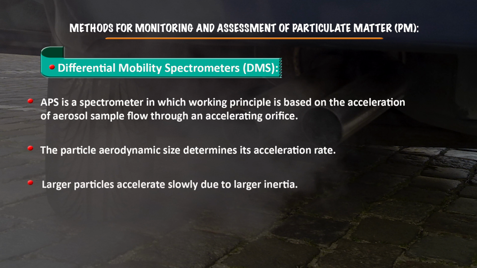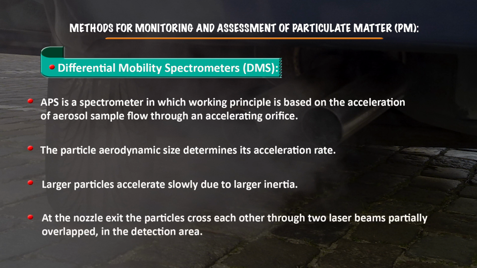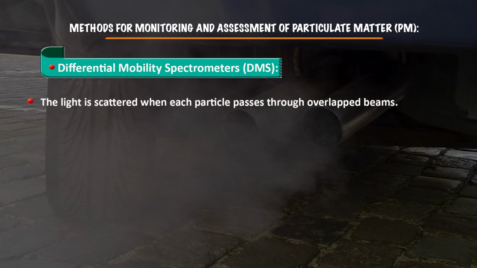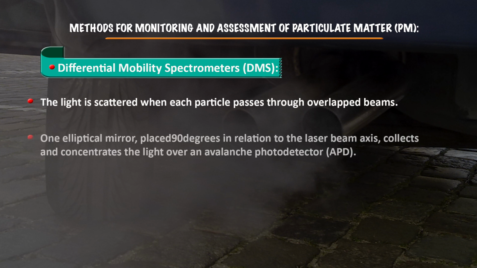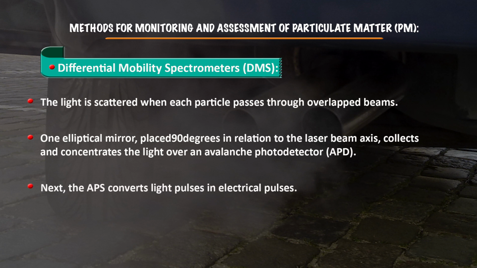The larger the particle size, the more slowly it accelerates, obviously because of the larger inertia due to density. At the nozzle exit, the particles cross two partially overlapped laser beams in the detection area. The light is scattered when each particle passes through the overlapped beams. An elliptical mirror placed at 90 degrees to the laser beam axis collects and concentrates the light over an avalanche photodetector. Next, the APS converts light pulses into electrical pulses.